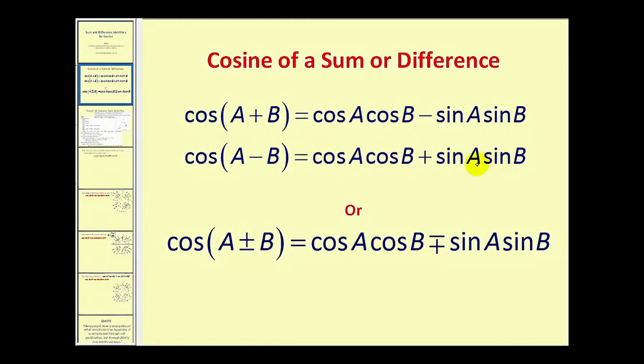Now instead of writing this as two different identities, sometimes it's written like this. And notice here we have a plus or minus sign, and over here we have a minus plus sign. So if we use the addition sign here, we would use the subtraction sign. And if we use the subtraction sign here, then we would use the addition sign here.